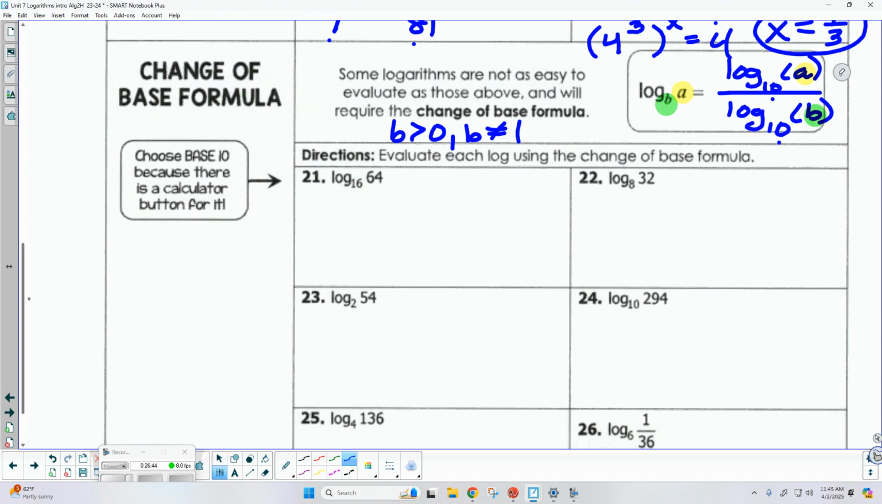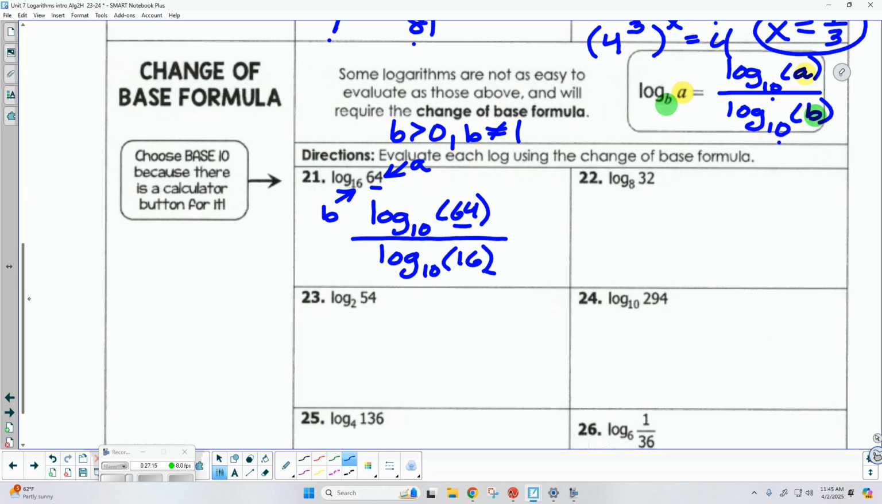Let's say log base 16 of 64. This is my b right here, the base. This is the a in the formula. So I'm going to set up a fraction. I'm going to say log base 10 of 64. What do you think's going in the bottom? Log base 10 of 16. Remember, the original argument goes in the numerator, and the original base becomes the argument in your denominator.